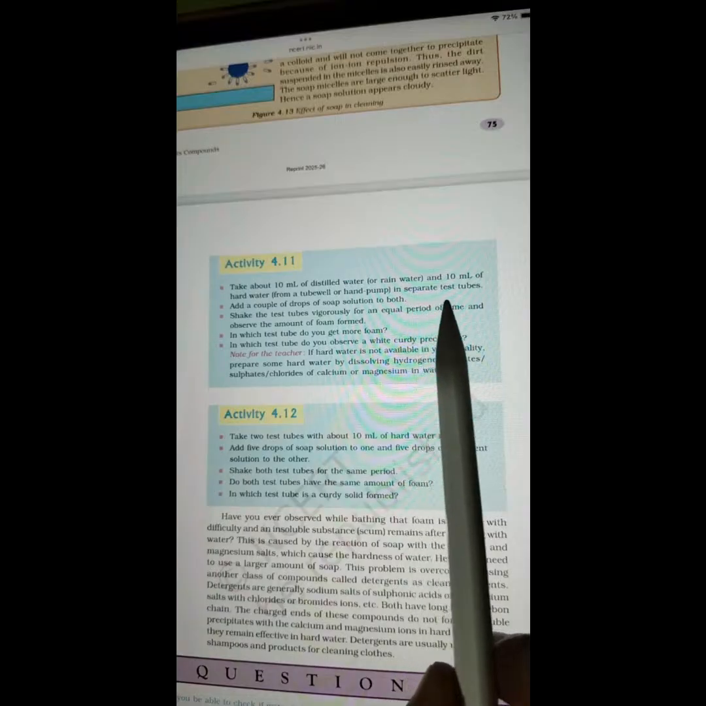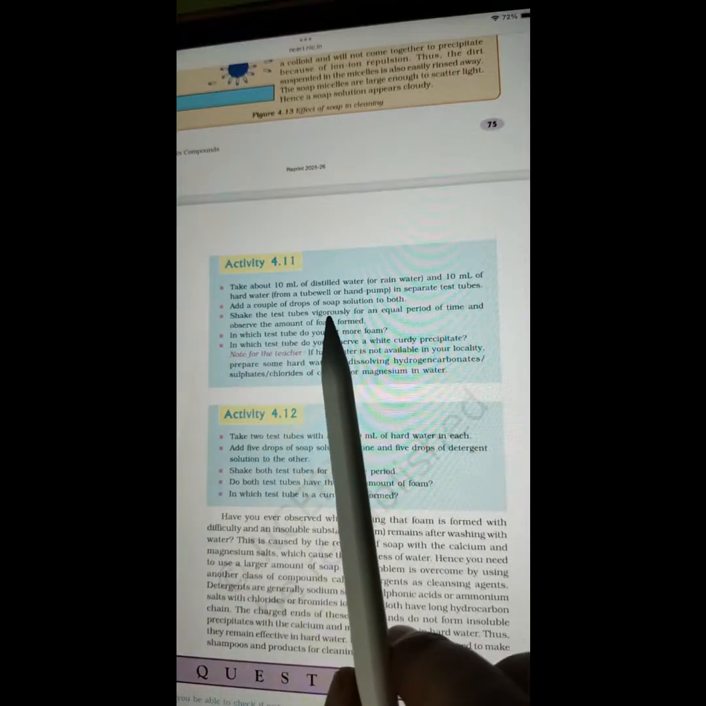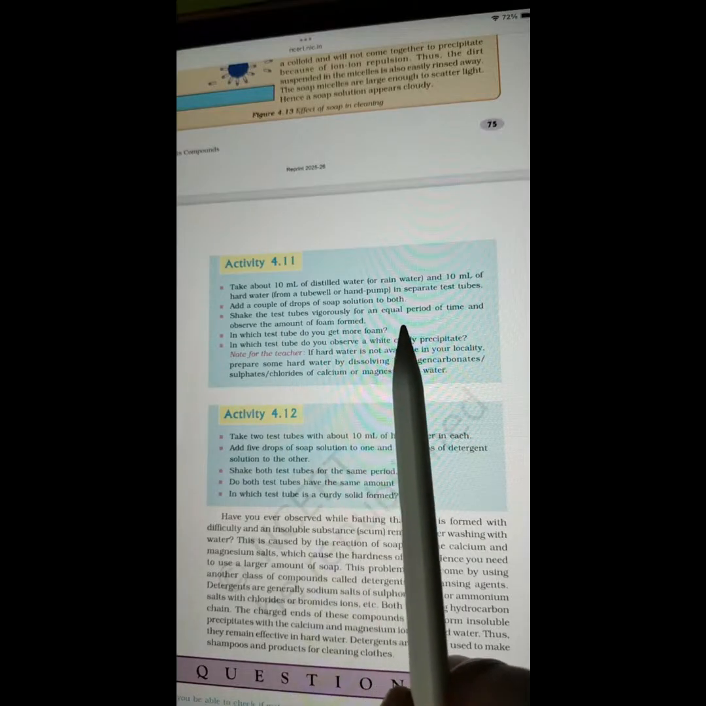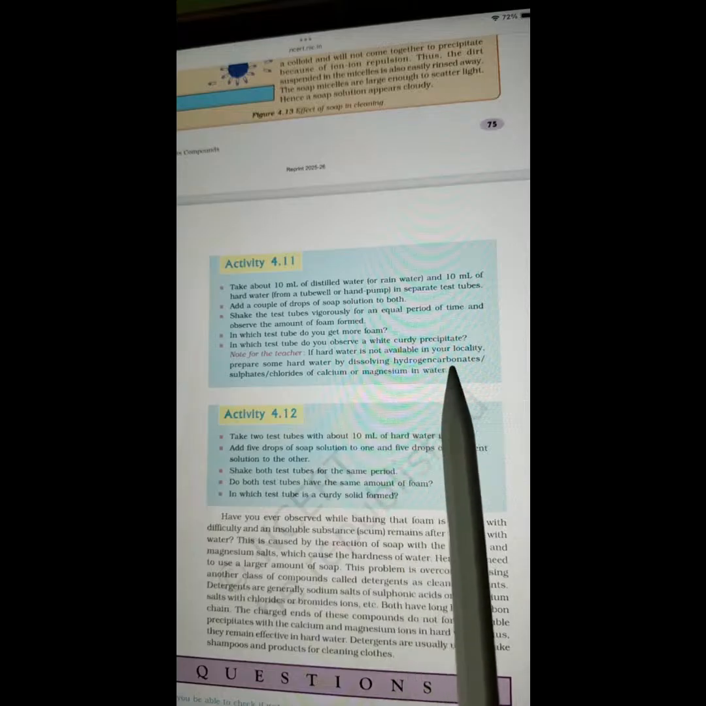Activity 4.11. Take about 10 ml of distilled water or rainwater and 10 ml of hard water from a tube well or hand pump in separate test tubes. Add a couple of drops of soap solution to both. Shake the test tube vigorously for an equal period of time and observe the amount of foam formed. In which test tube do you get more foam? In which test tube do you observe white curdy precipitate?